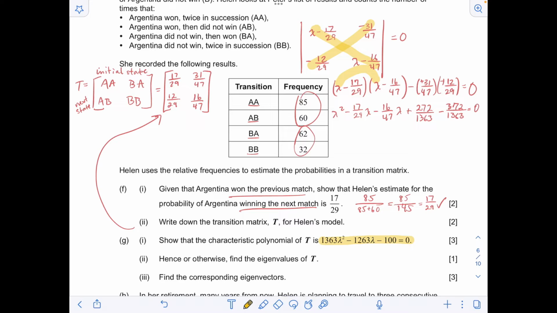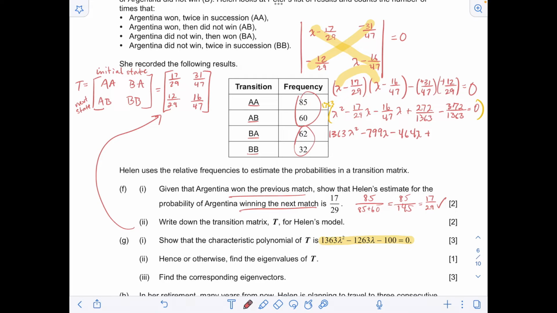I could also eventually combine like terms with lambdas, but if you'll notice that I've got a bunch of fractions, I could multiply this whole entire thing by a denominator to cancel out all those denominators, and that would be 47 times 29, or 1363. If I do that, then I'm not going to have to worry about common denominators. So I'm going to try that. 1363 times lambda squared minus 1363 times 17 over 29 gives negative 799 lambda. 1363 times negative 16 over 47 is negative 464 lambda.